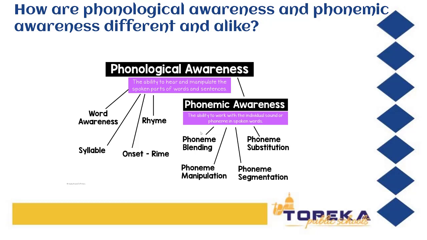Phoneme segmentation. Taking the word cat and breaking it into its individual phonemes of k, a, t. Phoneme substitution. If I have the word cat, what happens if I take away the k and replace it with b? I get the word bat. So notice that in phonological awareness, we're looking at that whole word awareness, whereas in phonemic awareness, we're looking at individual sounds and phonemes.